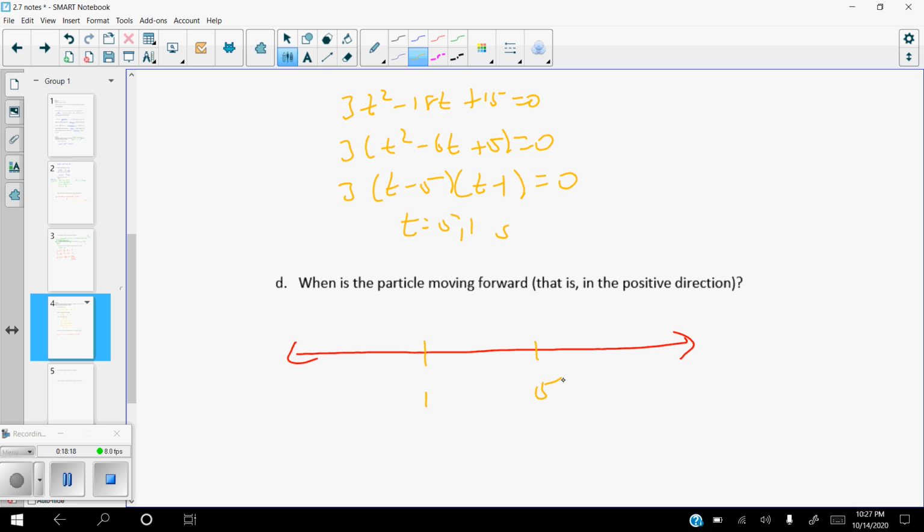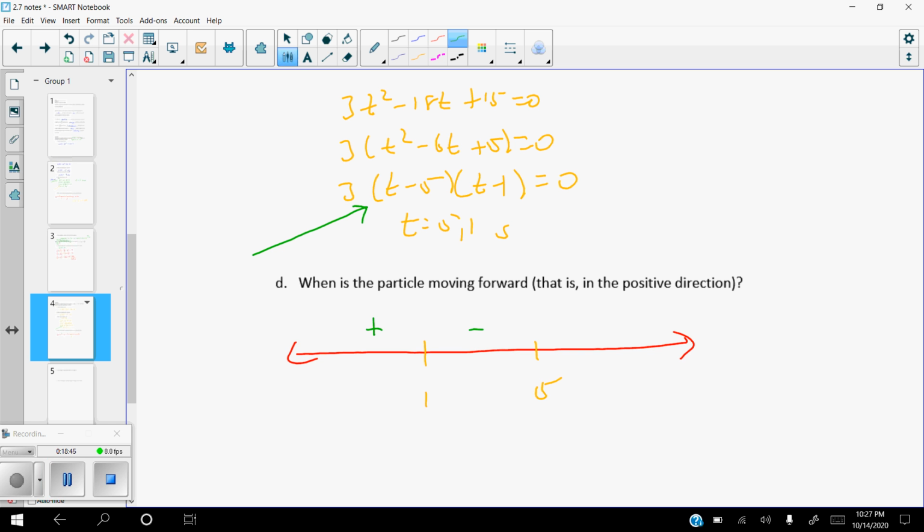If I plug 0 back into my derivative, and the best place to do this is right in here because it's the most simplified form, I'm going to get a negative in the first parentheses and a negative in the second parentheses. 2 negatives multiplied together give me a positive. It's moving right. In the second one, from 1 to 5, I'll plug in 2. I'm going to get a negative in the first parentheses, but a positive in the second parentheses, which is going to give me a negative. So it's moving left there.